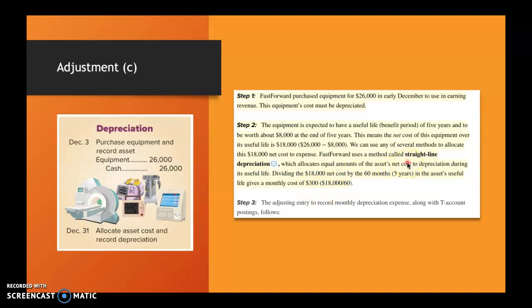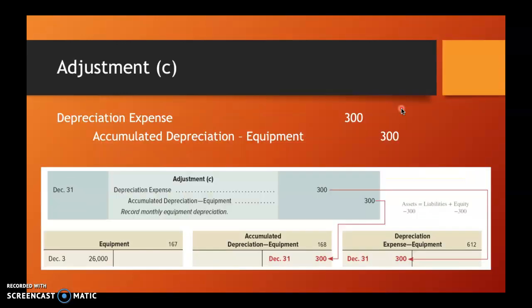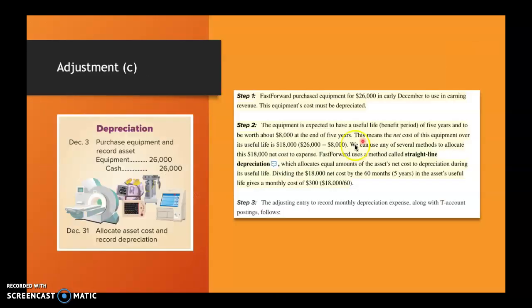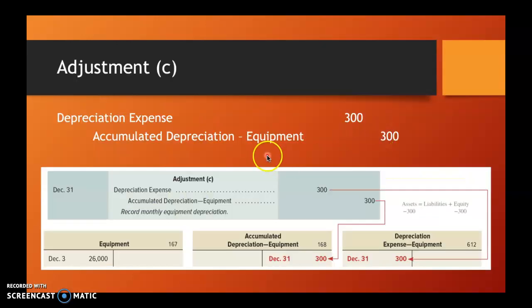There are other methods, and I'm not sure when it will be covered in this course, but straight line is the easiest to understand. We bought it in early December, which means we need to depreciate 1 month's worth of depreciation. As we got on the last slide, the monthly depreciation is $300. Because the asset was only in use for 1 month during the current year, we need to depreciate the asset by 1 month's worth of depreciation.